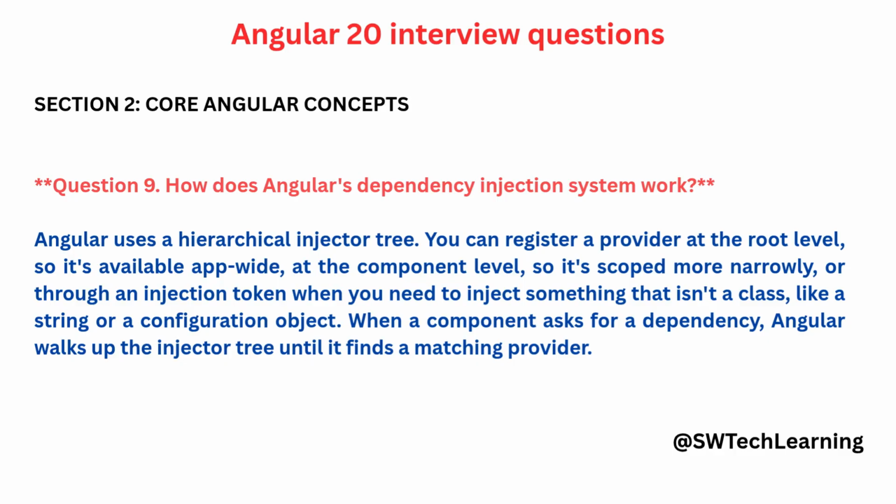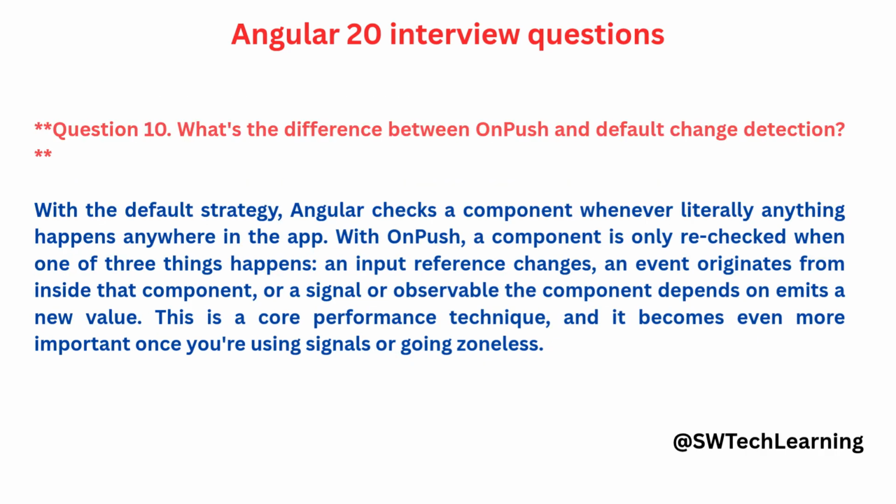You can register a provider at the root level, so it's available app-wide, at the component level, so it's scoped more narrowly, or through an injection token when you need to inject something that isn't a class, like a string or a configuration object. When a component asks for a dependency, Angular walks up the injector tree until it finds a matching provider.